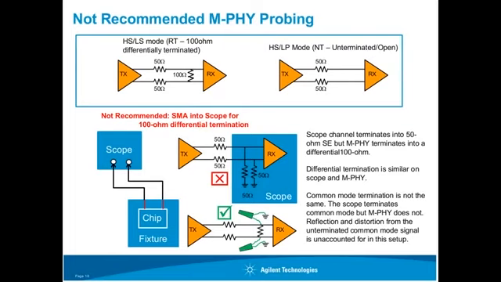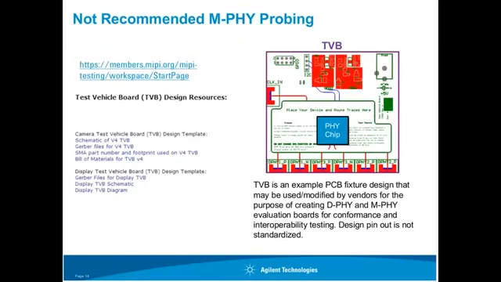M-PHY termination does not terminate common mode, so there will be a higher reflection and distortion. So if the signals are terminated into the scope, the signals may look better and may not reflect the actual signal performance. So this is the reason why terminating into the scope is okay, but you may be getting better results compared to the actual performance on the chip.